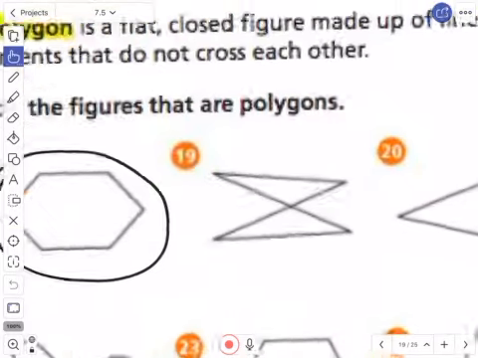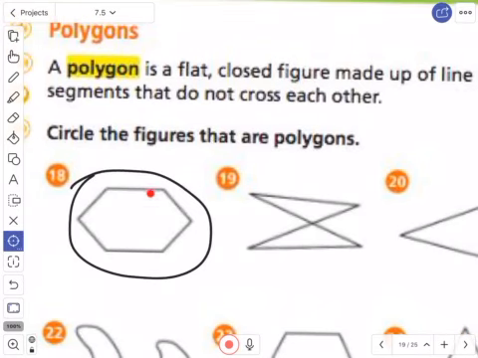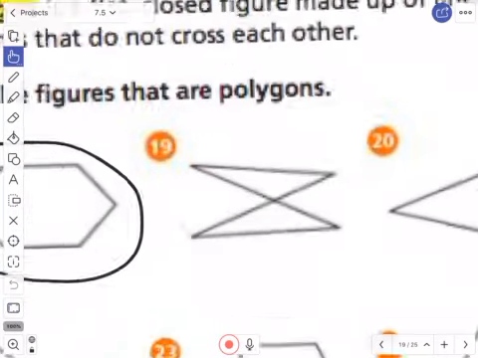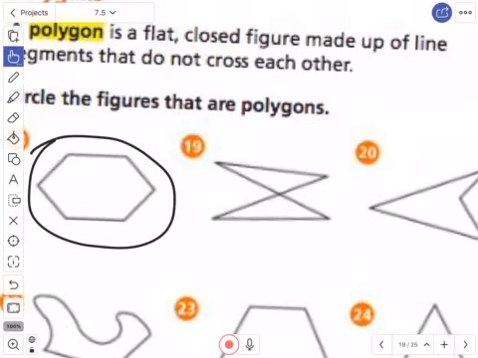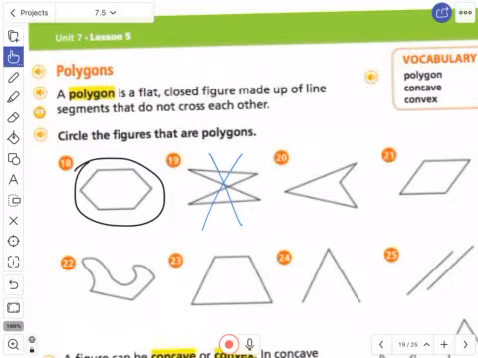Now I'm going to go to this one. Now let's see. It is flat. Oh, I should have checked that too. That's flat. There are no rounded curves or anything. So this, yep, it's all flat, no rounded curves. Closed figure, yes, there are no open parts, but right here, those lines cross each other like an X. That means this is not a polygon. If you would want to, you could even cross it out on your page. But so those are two examples of polygons.